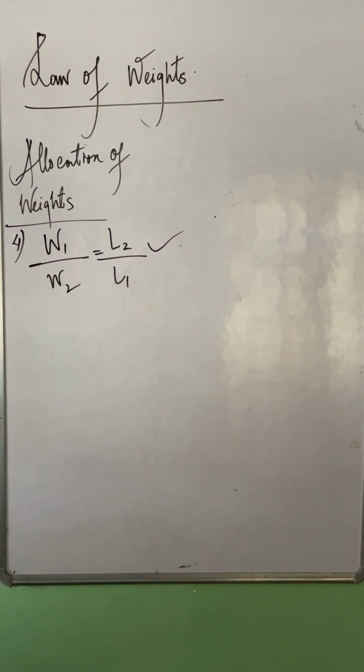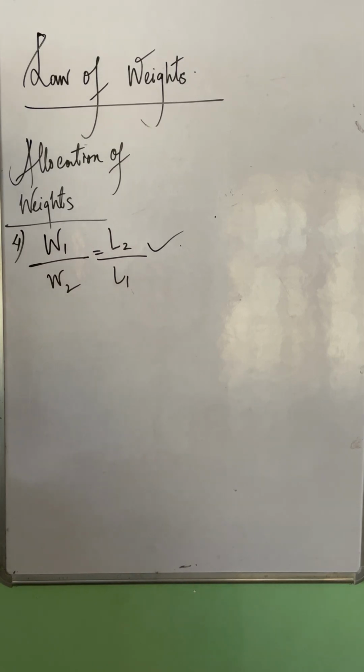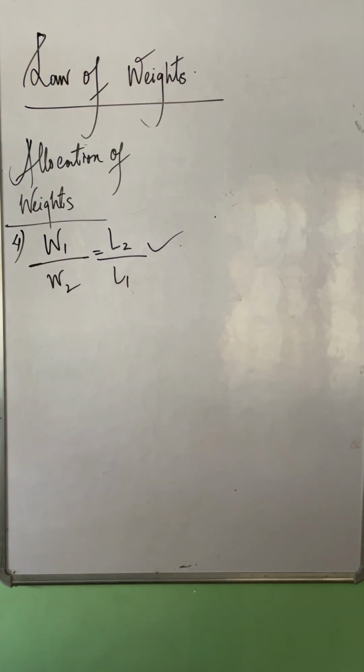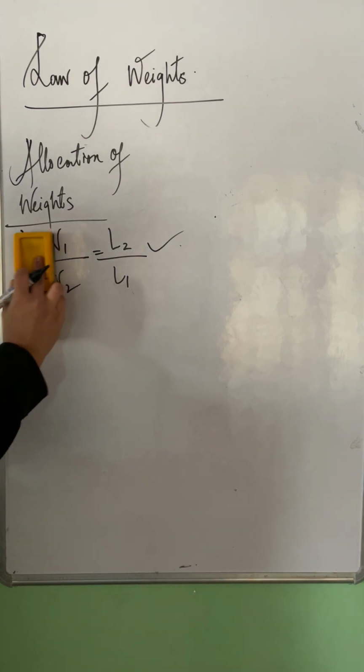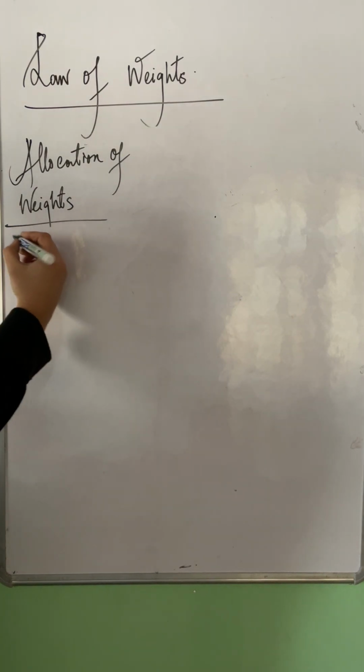The weight of a level line is generally taken as inversely proportional to the length of the route, where L is the length of the route. This was the fourth way of assigning weights to different quantities. Moving on to the fifth one.